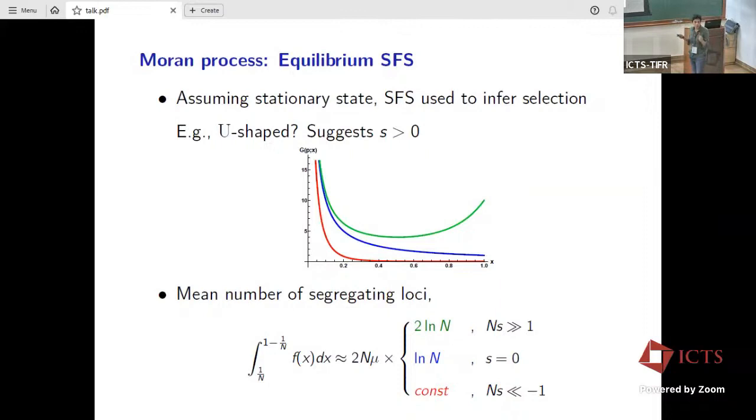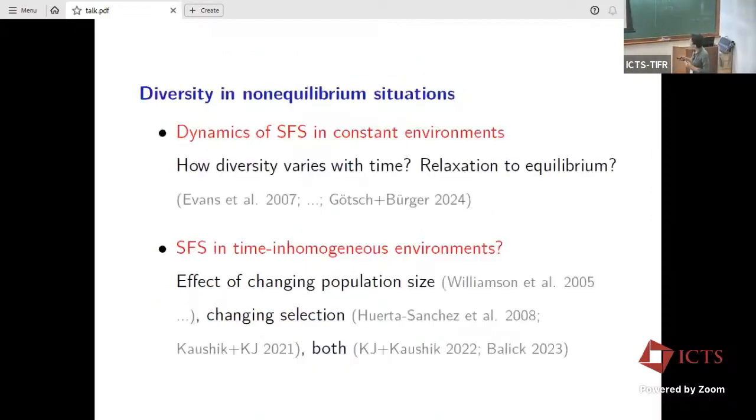Because if we assume there's equilibrium, then this SFS is used to infer if there's selection. So for instance, if you see this U-shaped function, then it suggests that S is positive, that is, positive selection. If it is decaying, then negative, and so on. Then you can do certain likelihood analysis and other things to figure out various parameters of your model. Also, you can find out the segregating loci using SFS. So that was all the introduction I wanted to give.